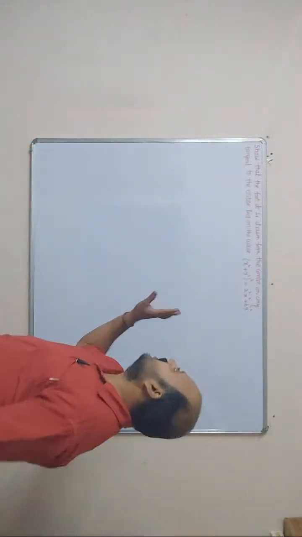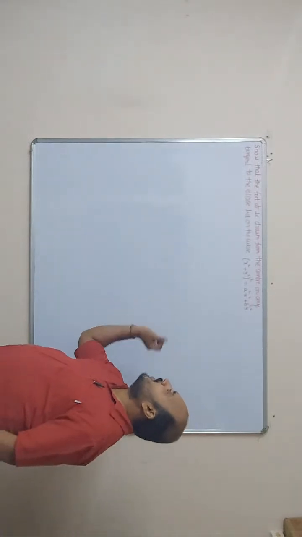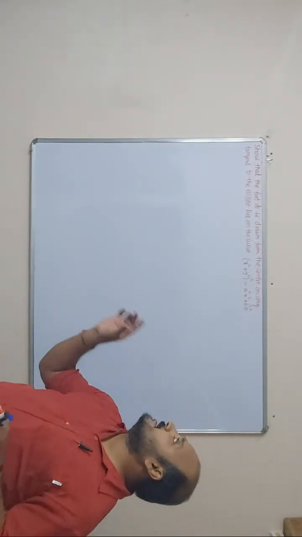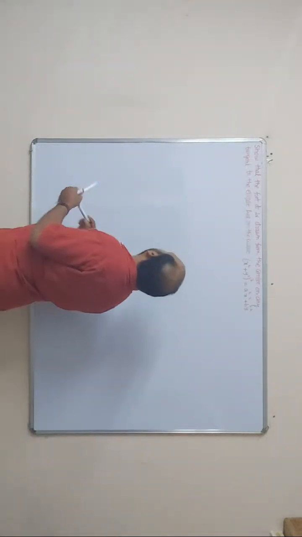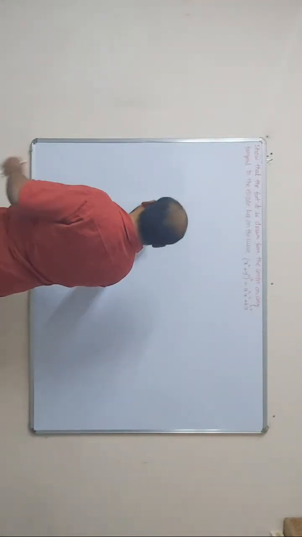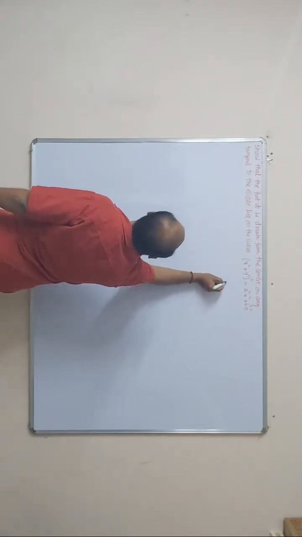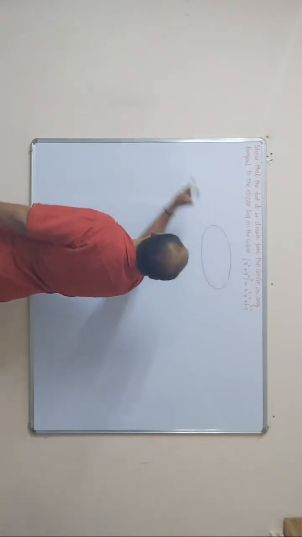So first of all, what we need to do with this. The figure is very important for this question. Show that the foot of perpendicular drawn from the center on any tangent. So first I am drawing one figure. This is an ellipse figure.